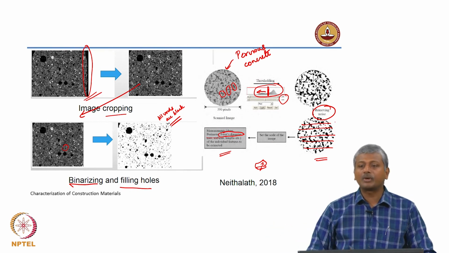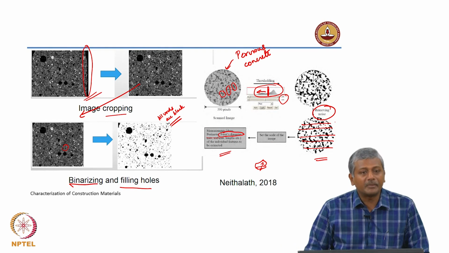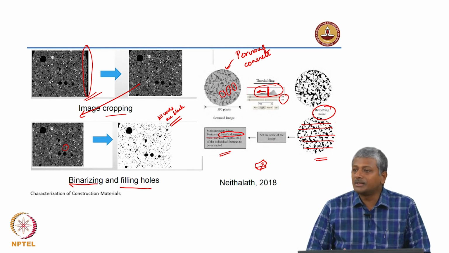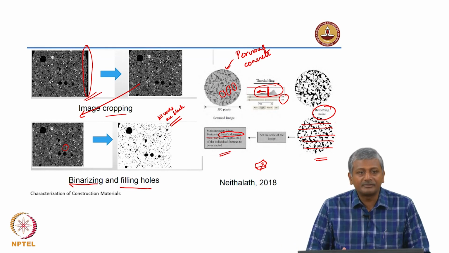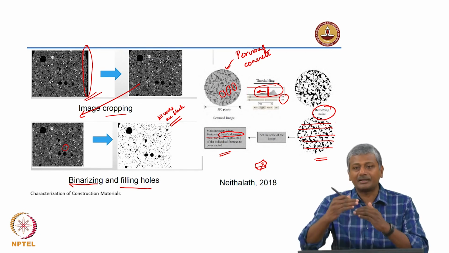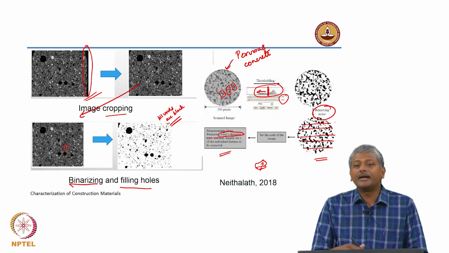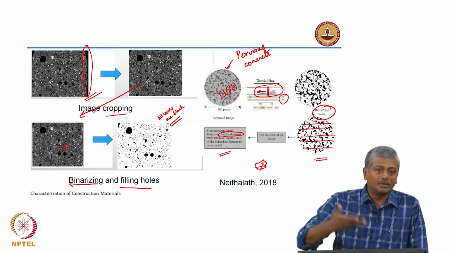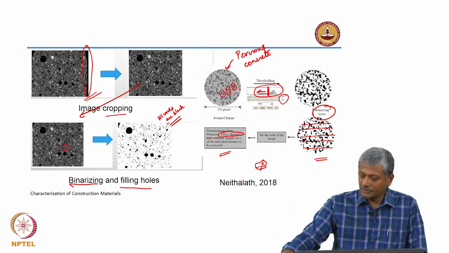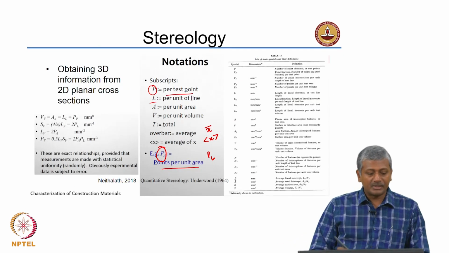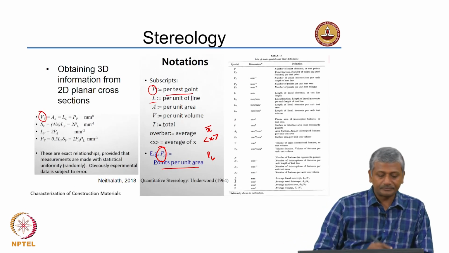So, what happens now? How can I relate that to other parameters? Can I relate that to the area of the black pixels occupied in the entire image? If I take that across multiple lines, I can, and similarly I can relate the area to the volume. So, that is the principle behind stereology.